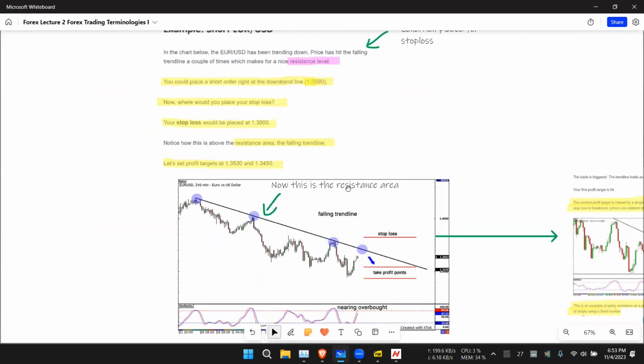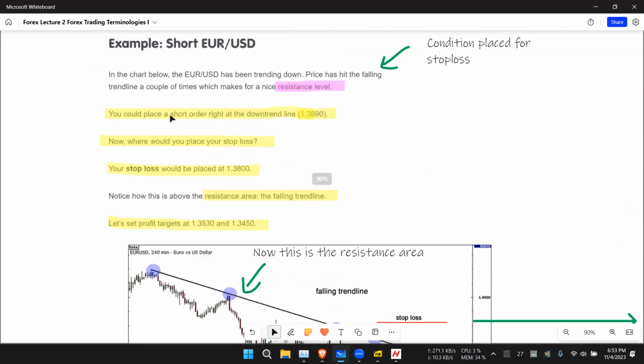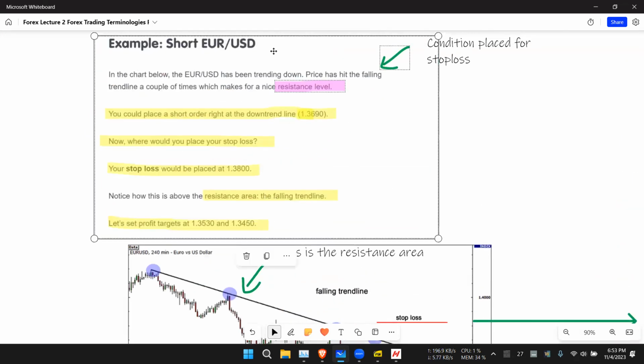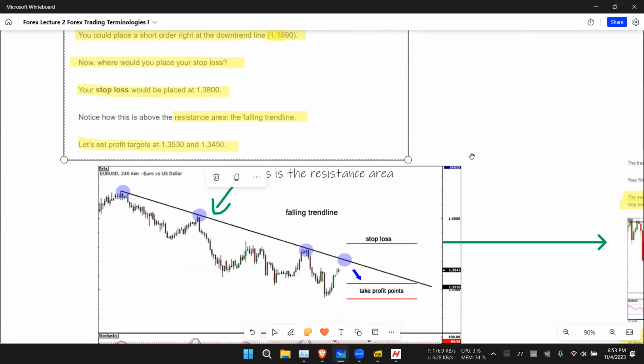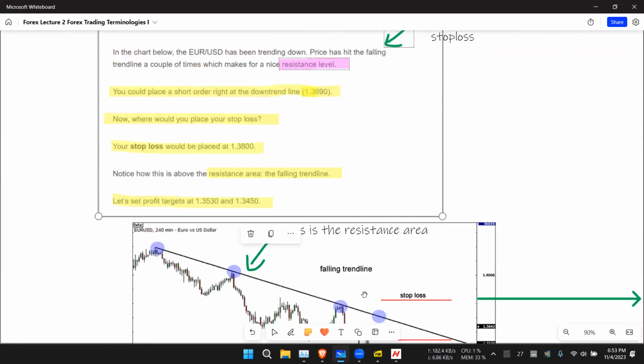Got it? A real-life, real chart example. For example, we have a short Euro USD chart going on. In the chart below, Euro USD has been trending down. Price has hit the falling trending line a couple of times, which makes a nice resistance level, right?